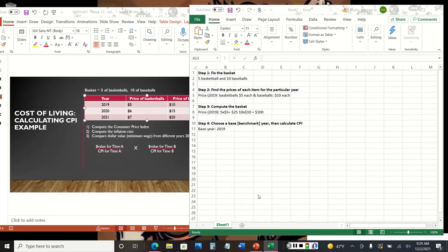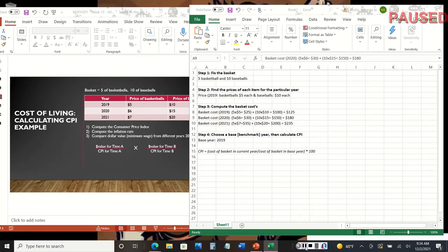Because 2019 is going to be our base year, we won't be able to calculate a CPI for 2019 because that's the benchmark year. That's the one we're using to find out whether CPI went up or inflation rate went up or down. So what I've done is I computed the basket costs for 2019, 2020, 2021. You see 2019, the basket cost is $125. The basket cost for 2020 is $180, and the basket cost for 2021 is $235.